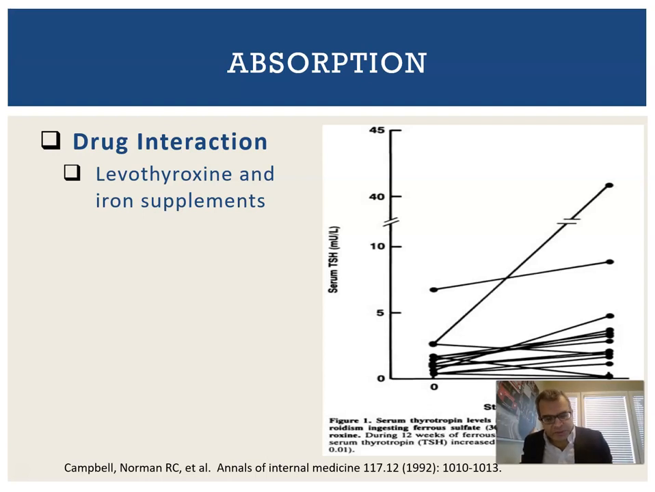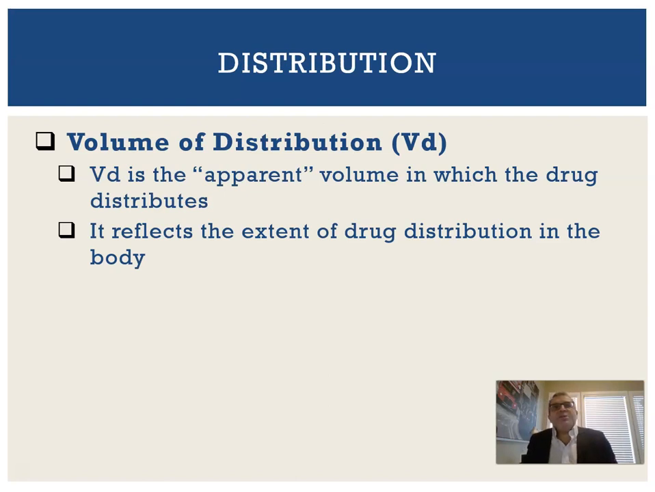So once a drug is absorbed, it distributes, right? And when we think about distribution, we think about volume of distribution and protein binding, right? So what's the volume of distribution? Once a drug is absorbed or given intravenously, it distributes through systemic circulation to different tissues in the body. The extent of distribution depends on the physicochemical characteristics of the drug, such as lipophilicity, tissue affinity, and protein binding. Okay? Volume of distribution is the apparent volume in which the drug distributes. It reflects the extent of drug distribution in the body.